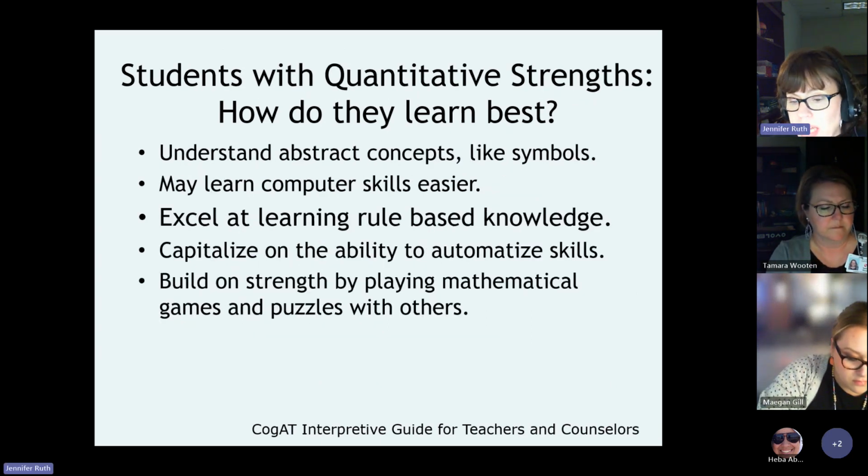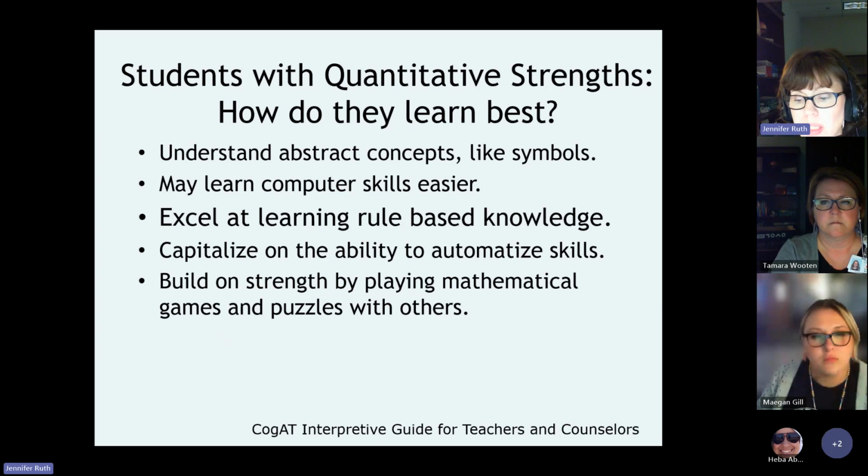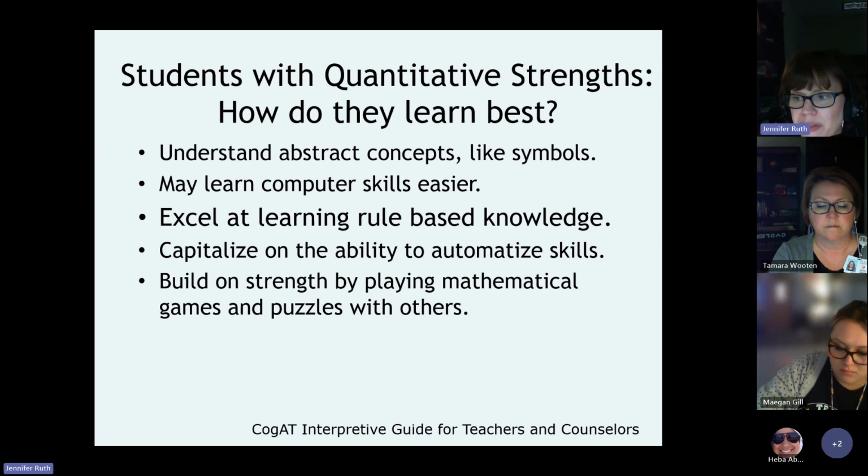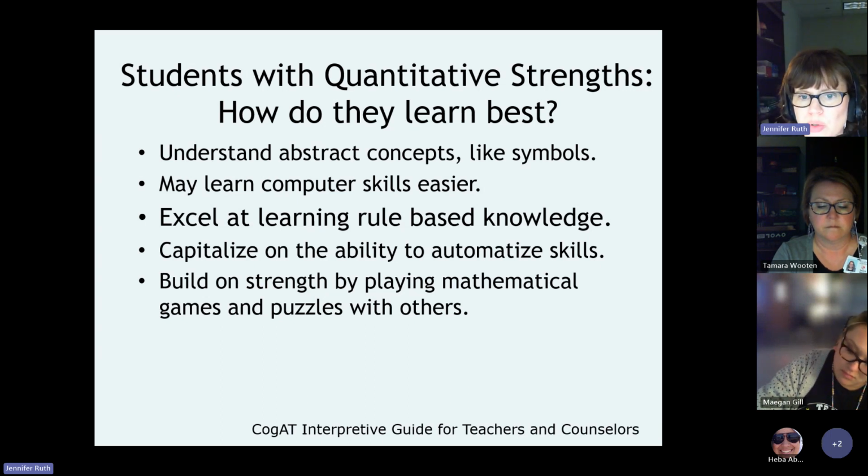What about a student who has a quantitative strength? Quantitative strength, or Q plus kids, understand abstract concepts like symbols. They may learn computer skills easier. They tend to be good at coding. These students excel at rule-based knowledge. For example, math facts, algorithms, chemistry formulas, grammar rules, spelling rules, rules and processes that are consistent and we do it the same way every time. So for these students, we can capitalize on their ability to automatize skills by trying to automatize as much as we can, so we can free up some working memory space for them to solve more difficult tasks.